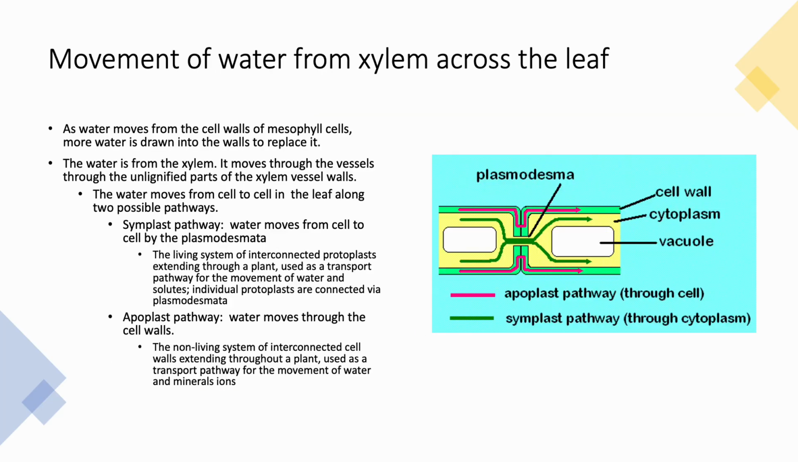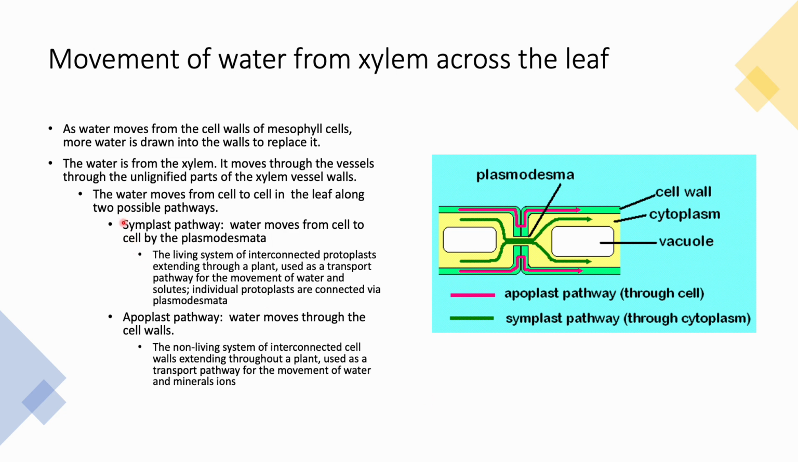Looking at how water moves from the xylem across a leaf. As water moves from the cell walls of mesophyll cells, more water is drawn into the walls to replace it. The water is from the xylem. It's going to move through the vessels, through the unlignified parts of the xylem vessel walls. The water moves from cell to cell in the leaf along two possible pathways.